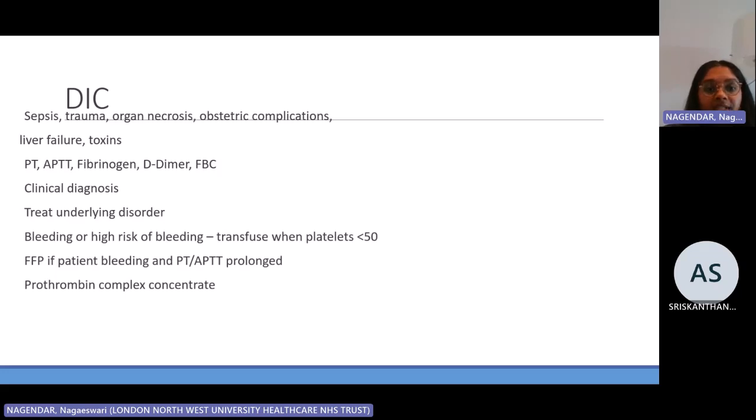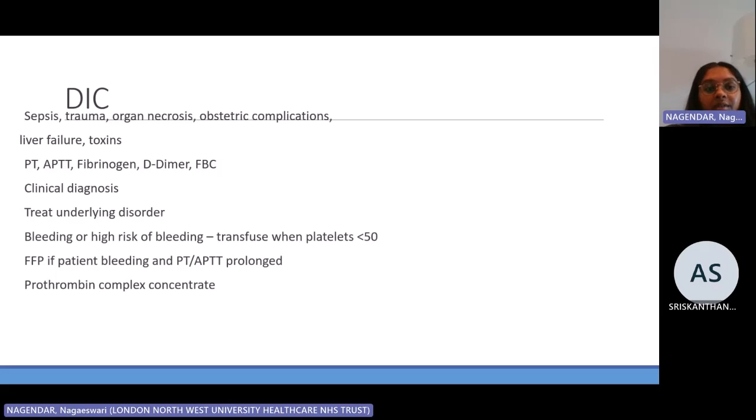Also in obstetric complications, things like amniotic fluid emboli or placental abruption. Again, liver failure and the ingestion of toxins. In DIC, you'd want to test the coagulation, so PT, APTT, and the fibrinogen levels. You'd want to test a D-dimer and full blood count. As well as that, you'd think about doing your basics, so LFTs, renal profile, and CRP for a baseline.